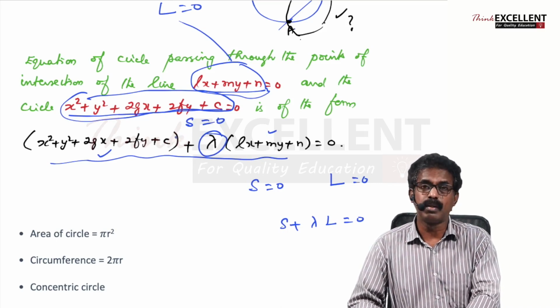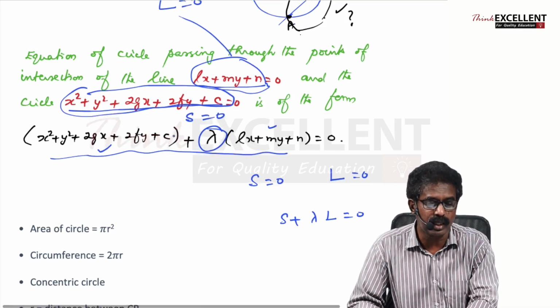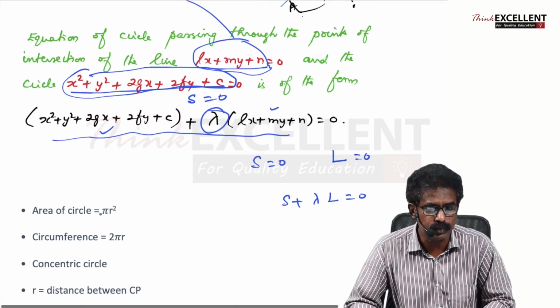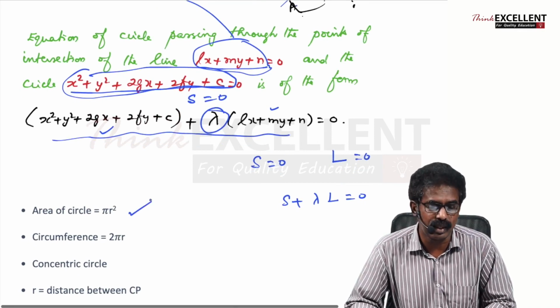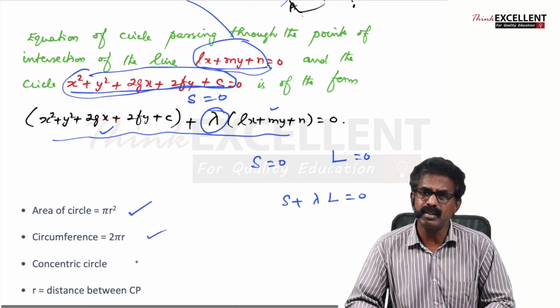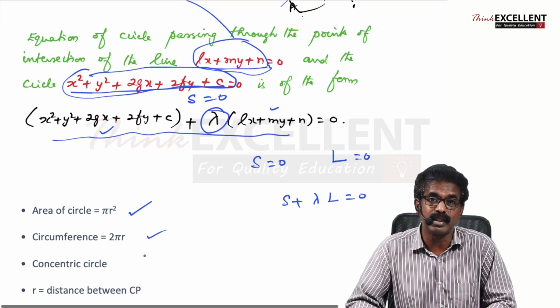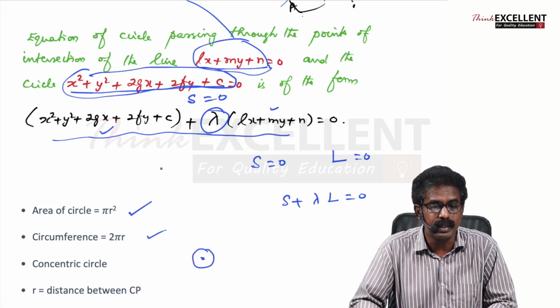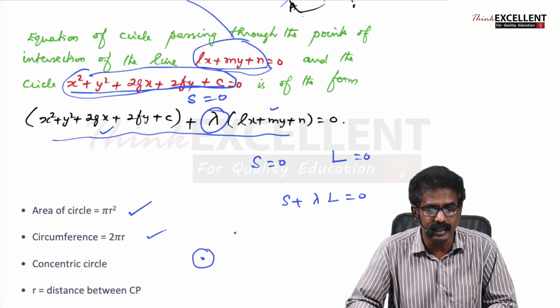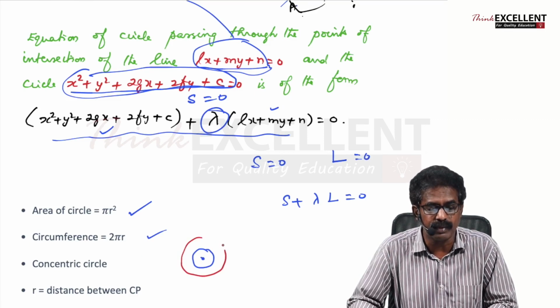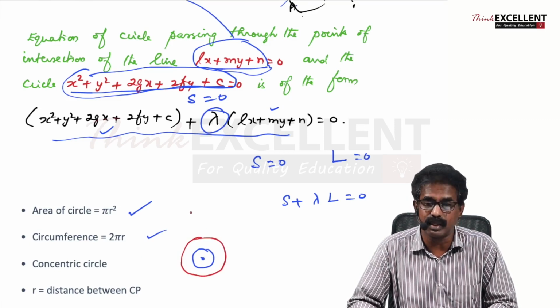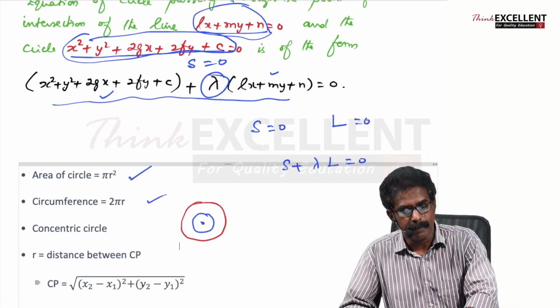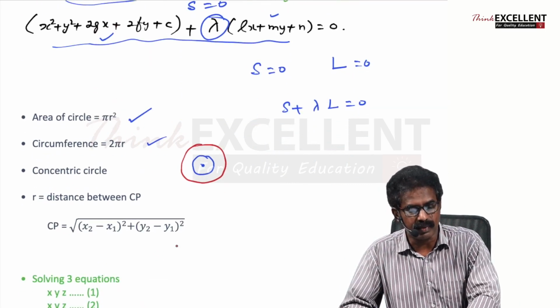But some of the previous results, you need just to recall. Everything you know. Area of a circle, what's the formula? Pi r square, square units. Circumference, 2 pi r. Concentric circles. What's the meaning of concentric circles? Circles having the same center but different radius, right? Same center but different radius are called concentric circles. And distance, everything we discussed already.